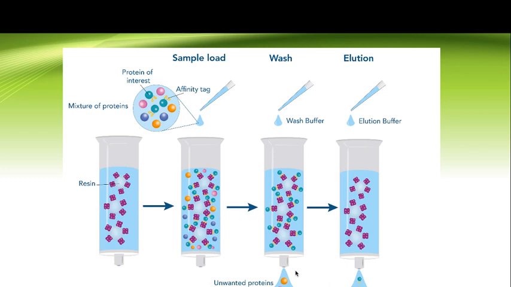The first column shows the matrix that is equilibrated with the wash buffer. The second column shows the different protein molecules that are to be eluted based on affinity. The third column shows the wash buffer which is used for elution of the unbound protein molecules. The bound protein molecules are eluted using the elution buffer by changing the pH or the ionic strength or the concentration of the buffer.